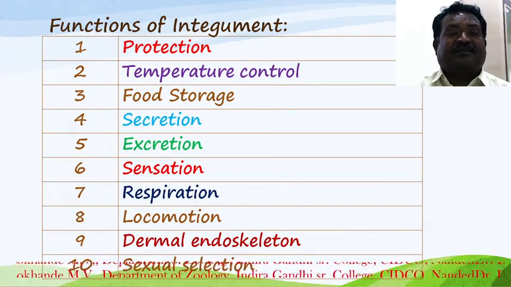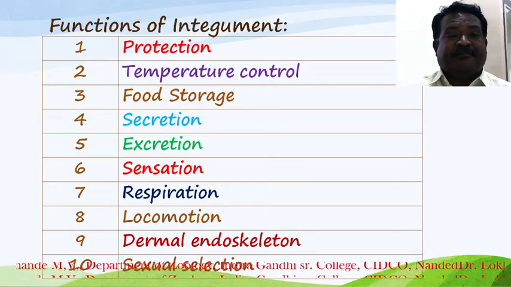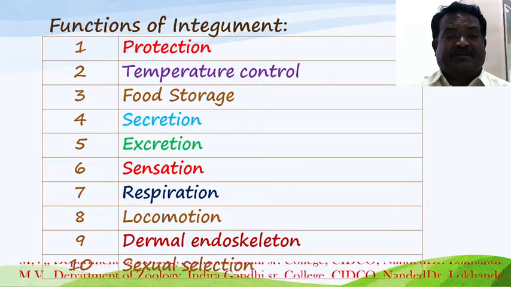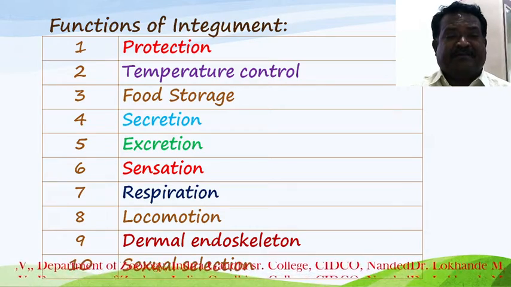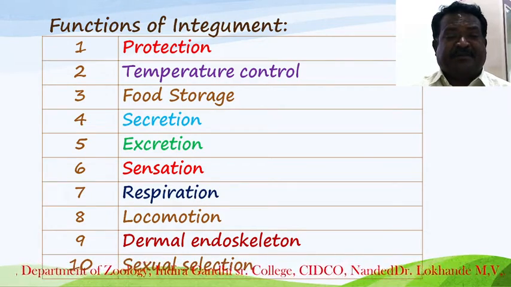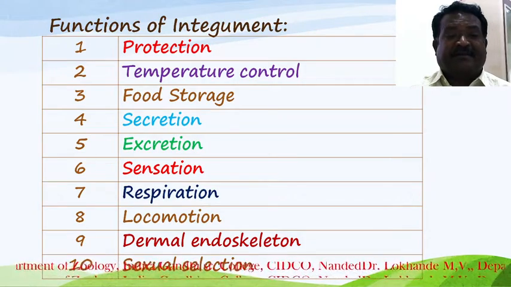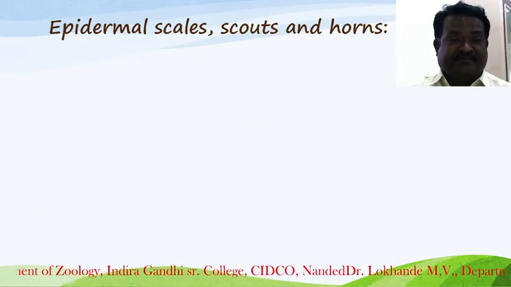So these are nothing but the functions of the integument, that is the protection, temperature control, food storage, secretion, excretion, sensation, respiration, locomotion, dermal endoskeleton, and the sexual selection.